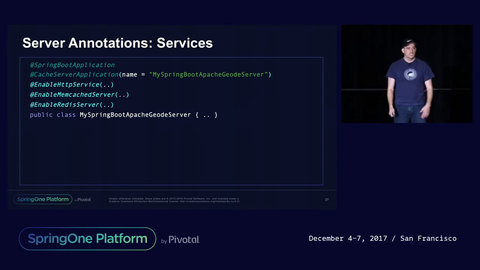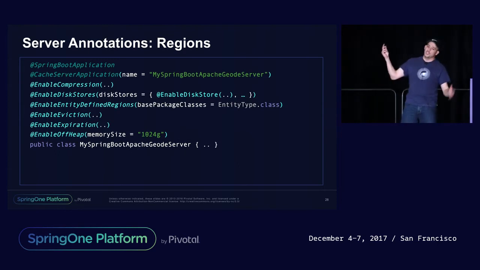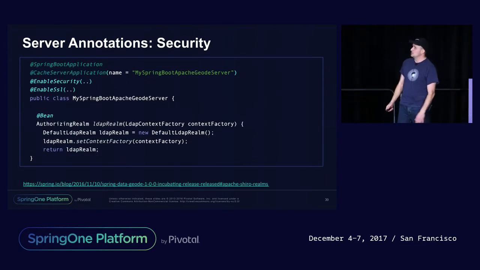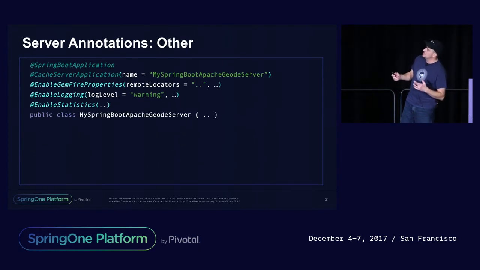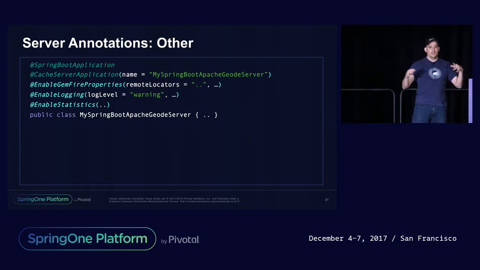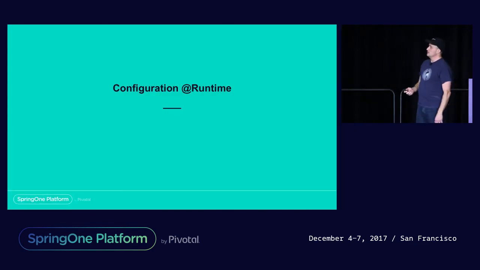You can connect your Redis clients to Geode. You can enable eviction, expiration, compression. There's a ton of things you can do. But I'm not going to get too much into the server side because I'm anxious to share with everybody something else I've been working on. And of course, some other leftover annotations. Enable statistics is kind of useful if you want to turn on statistics and use the visual statistics display tool. Gemfire writes out to a format that tool understands, and you can see statistics about the performance of your cluster.